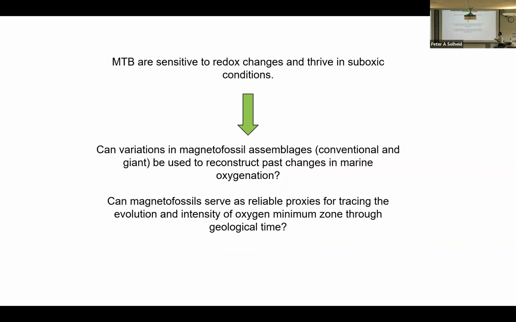Because MTBs, or the magnetofossil records, are sensitive to the redox changes, specifically to the oxygen concentration, the bigger question here is: can the variations in these magnetofossil abundances, both conventional and giant, be used to reconstruct the past changes in marine oxygenation? And another question on top of this is, can magnetofossils serve as reliable proxies for tracing the evolution and intensity of this OMZ through geological time?